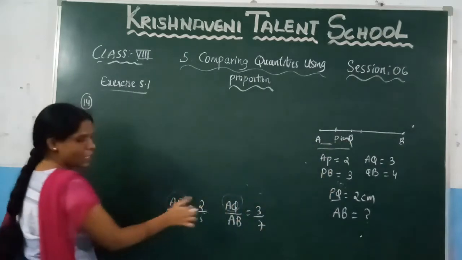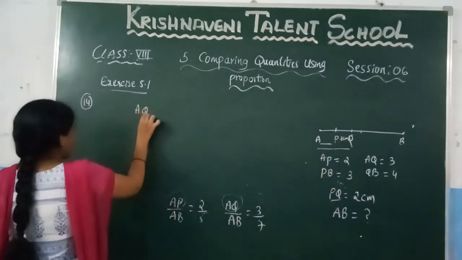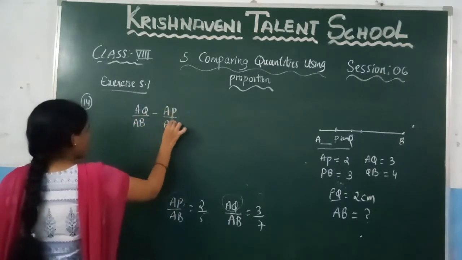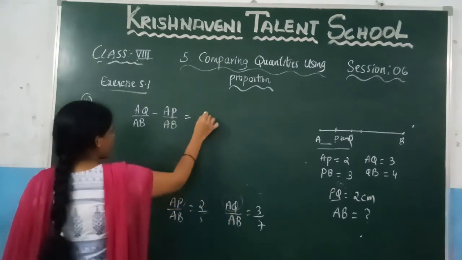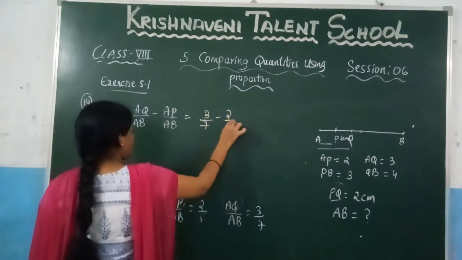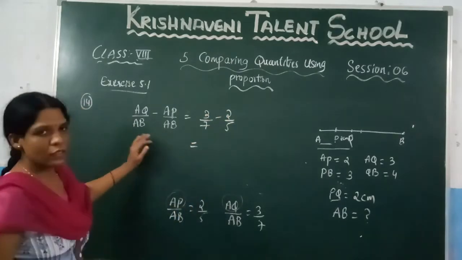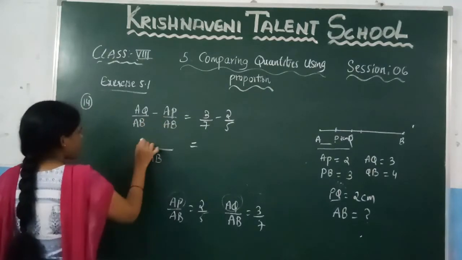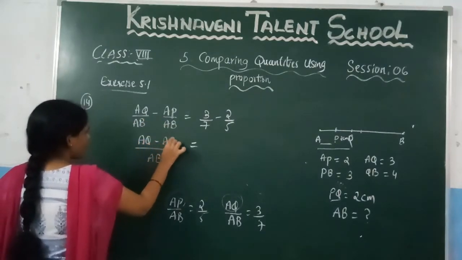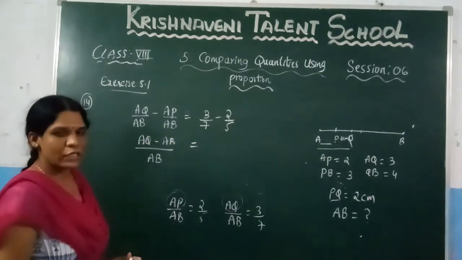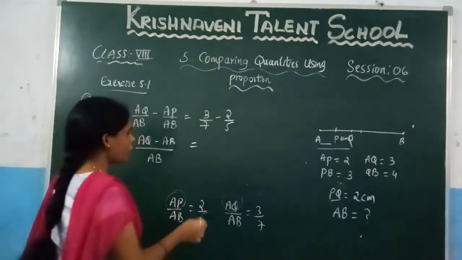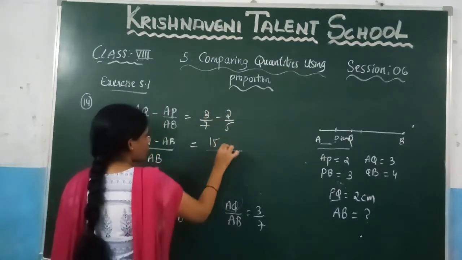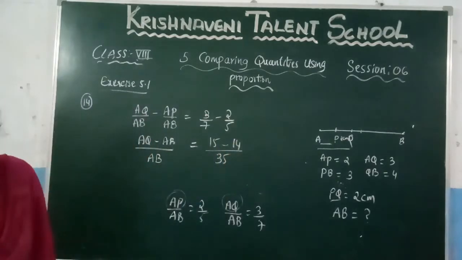For that reason I am subtracting these two values, so that you will get AQ by AB minus AP by AB is equal to 3 by 7 minus 2 by 5. Now, since the denominator is the same, take the LCM AB, and the numerator is AQ minus AP. Now let us solve this one. You know that the LCM of 7 and 5 is 35. So write it here, 35. So that you will get 5 times 3 is 15 and 7 times 2 is 14.